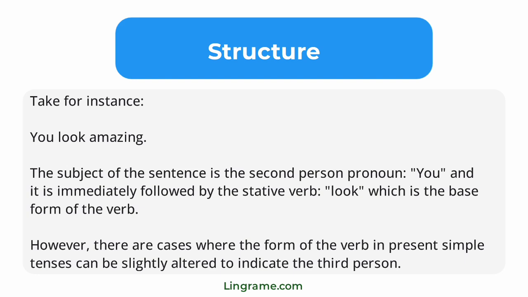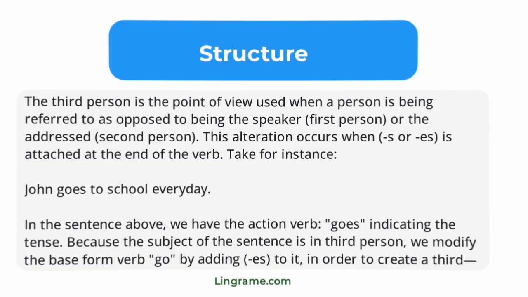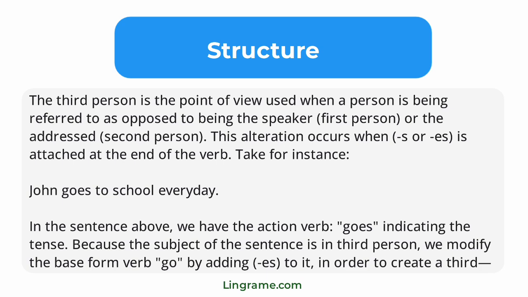The subject of the sentence is the second-person pronoun, you, and it is immediately followed by the stative verb, look, which is the base form of the verb. However, there are cases where the form of the verb in present simple tense can be slightly altered, to indicate the third person. The third person is the point of view used when a person is being referred to, as opposed to being the speaker, first person, or the addressed, second person. This alteration occurs when s or es is attached at the end of the verb.